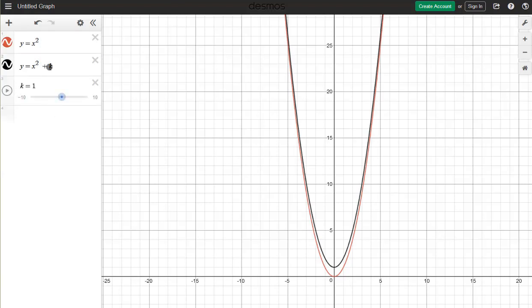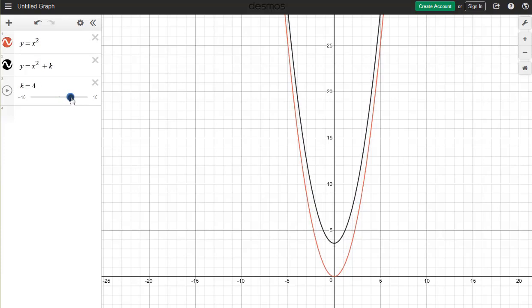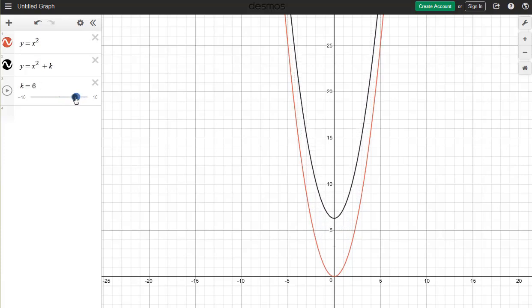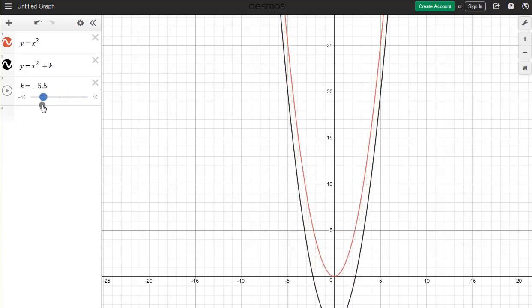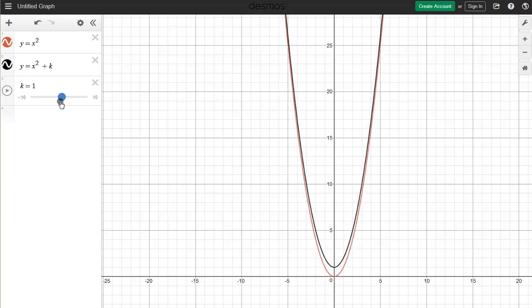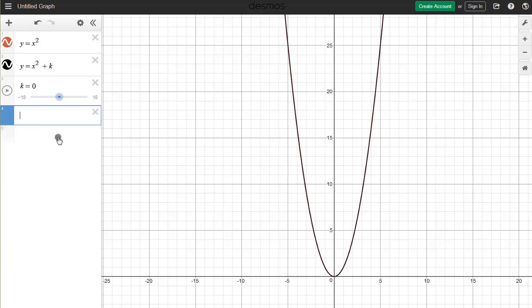If k is 1, it's going to let us move this up and down on the numbers so you can see it. As k gets bigger, it slides it up. As k gets smaller, it slides it down. And that's exactly what happens with that k there. That's kind of neat. I like it. So now let's do another one.